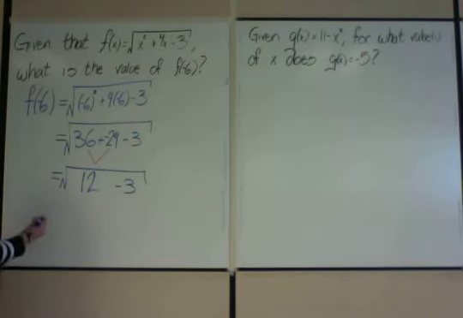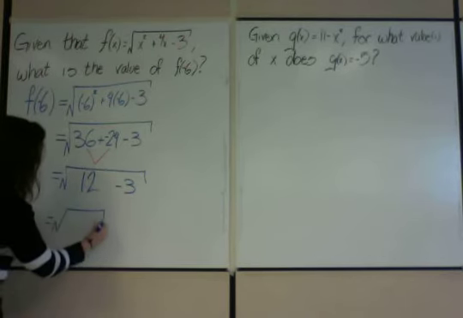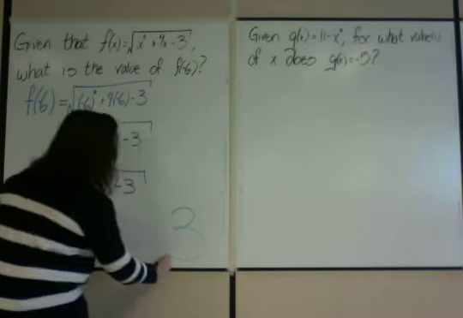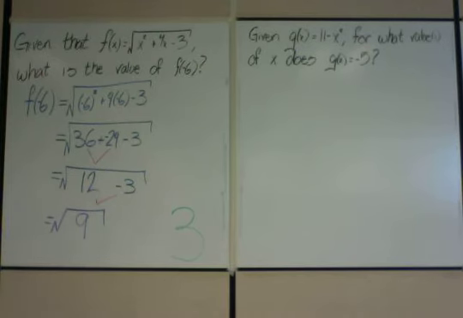So now we got to do our next line. 12 minus 3 is going to give us a 9. So now we just need to take the square root of 9, which gives us a final answer of 3. So, given that f of x equals the square root of x squared plus 4x minus 3, what is the value of f of negative 6? That is going to be 3.